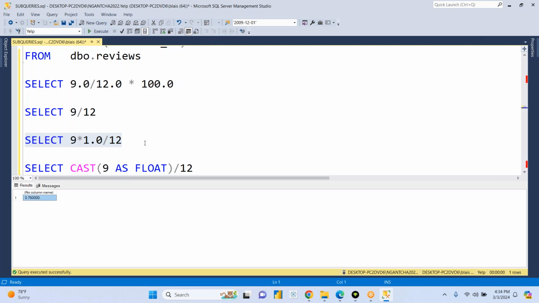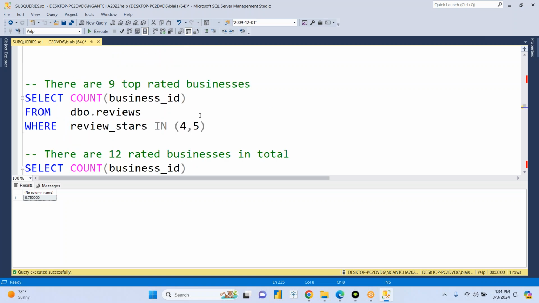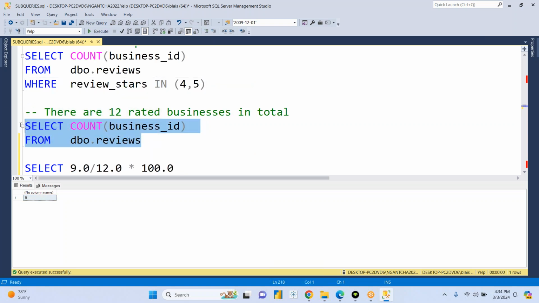So I want you to understand that the percentage of top rated businesses is the number 9 divided by 12 multiplied by 100. How do we get the 9? In that calculation, the top rated businesses are those that have 4 or 5-star reviews. This is the counting process through which you get 9. What is the overall number of businesses that were reviewed? 12. This count is the general count. It doesn't involve any condition to eliminate. So you now take 9 divided by 12.